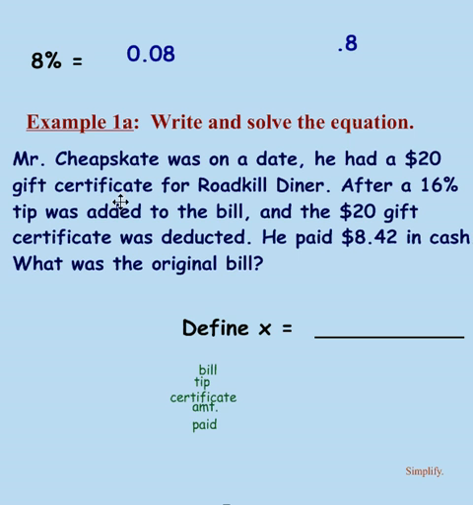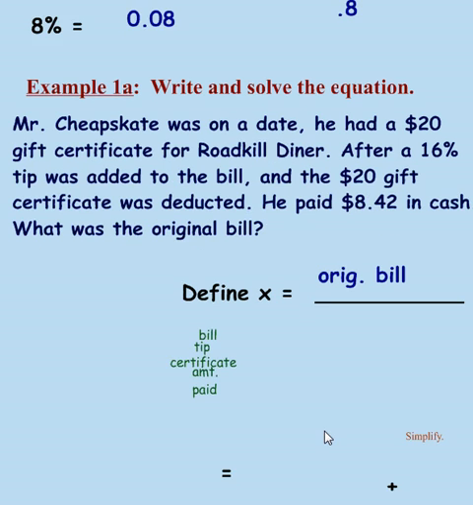Now I've got to think about what is the unknown in here. Let me think. It says he paid cash. What was the original bill? So the original bill is going to be my variable. So when I'm done with this, I can figure out how much the bill was, how much the tax was, and then I can double check and make sure everything is correct.